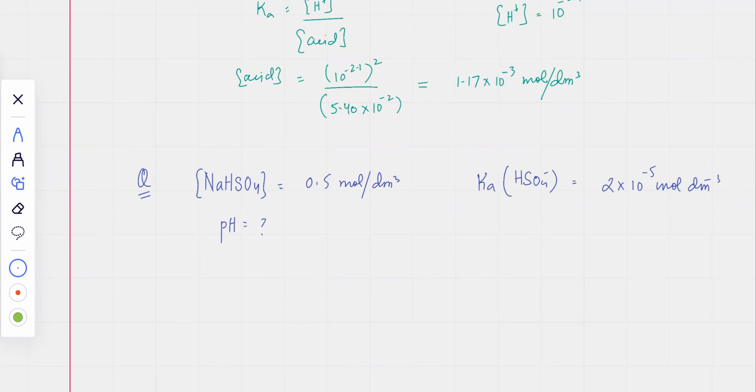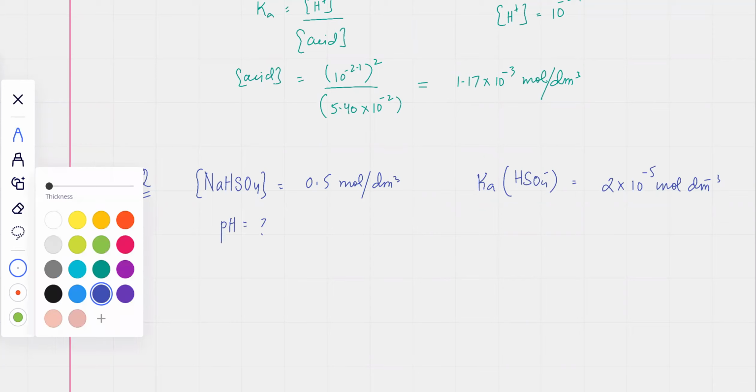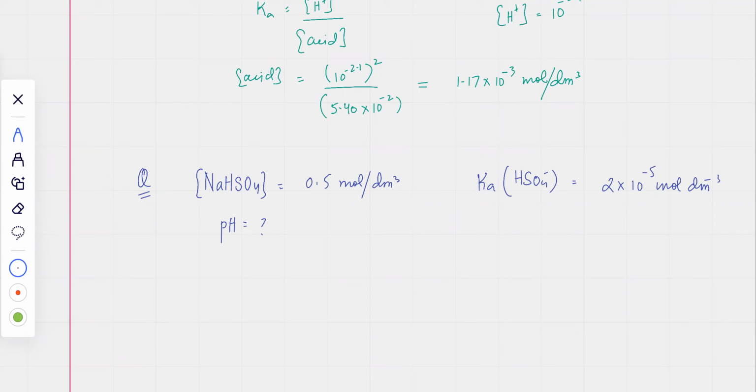Now remember, we talked about such acids. The reason you're calling this an acid is that anything that has H plus 1, or is capable of producing H plus 1, counts. This NaHSO4 has an HSO4 minus 1 ion, which is capable of releasing an H plus 1 ion and an SO4 minus 2 ion. So this is the dissociation that's happening for this particular weak acid. And the concentration is already given, it's 0.5 mole per dm cube.